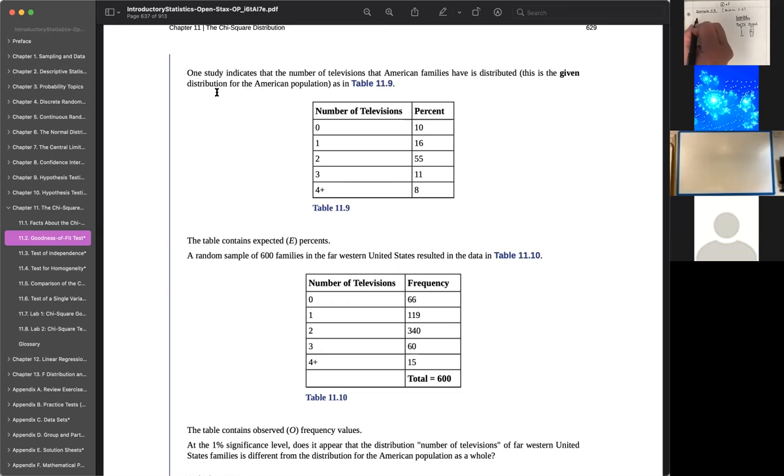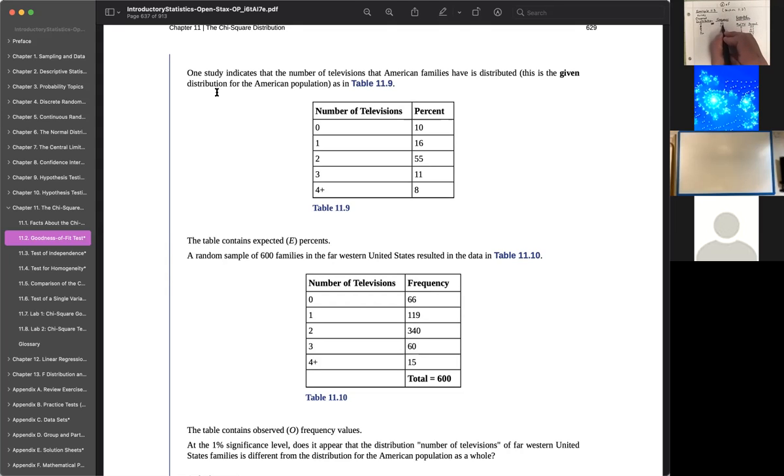Now, let's take a survey of households in the Western United States. That's what the problem says. And ask these people in the Western United States, how many TVs do you have in your house? And so they did this and came up with this distribution. They asked 600 households, 0, 1, 2, 3, 4 plus televisions. And they got this result. 66 households had no televisions.